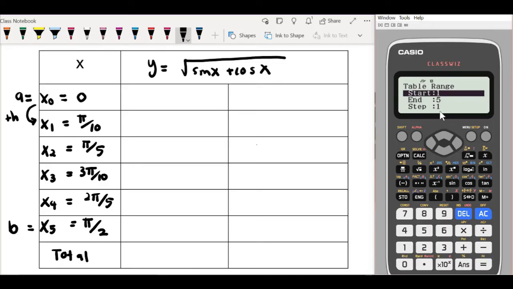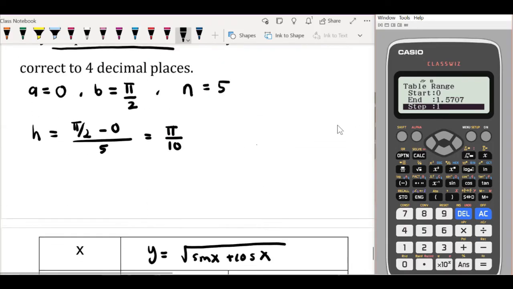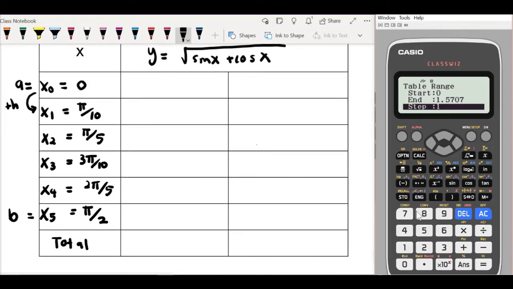After that, we will have to set the table range. So the start value would be our lower limit, our a value. In this case, it is 0. Next, the end value would be our upper limit, which is the value of b. So just now we have pi over 2. Okay, I enter here pi over 2. Alright, and then the last one is the step. The step represents the h value. So the value of h that we found just now is pi over 10. Okay, so I substitute here pi over 10.